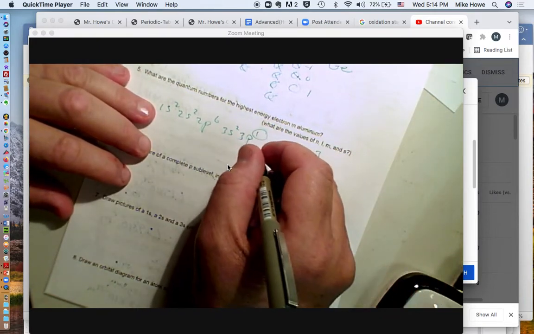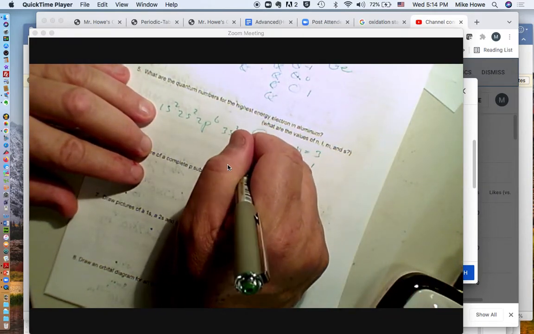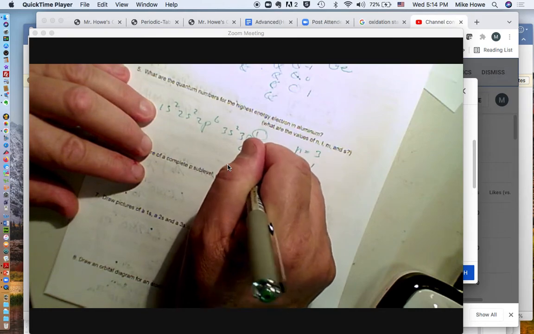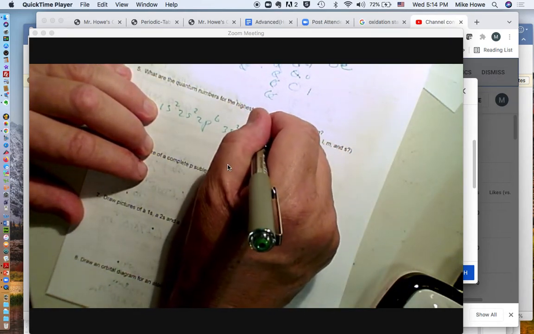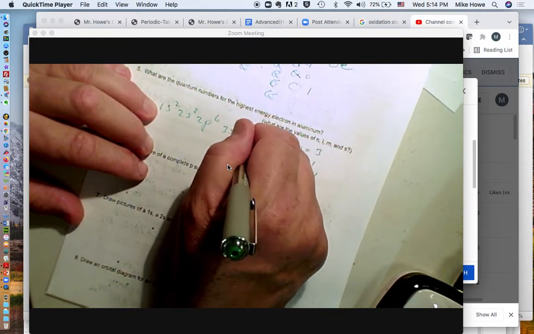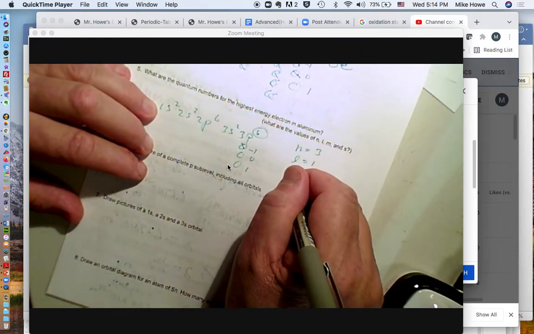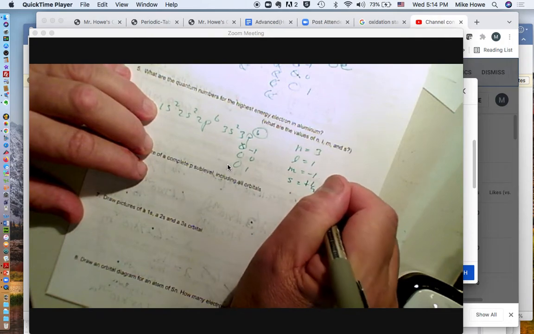Then there are 3 orbitals in the p sublevel. That's the first one, -1, 0, 1. So the m value is going to be -1 because there's only one electron in the 3p, so it's going to go right there. And that's the first one in, so it's spinning clockwise.